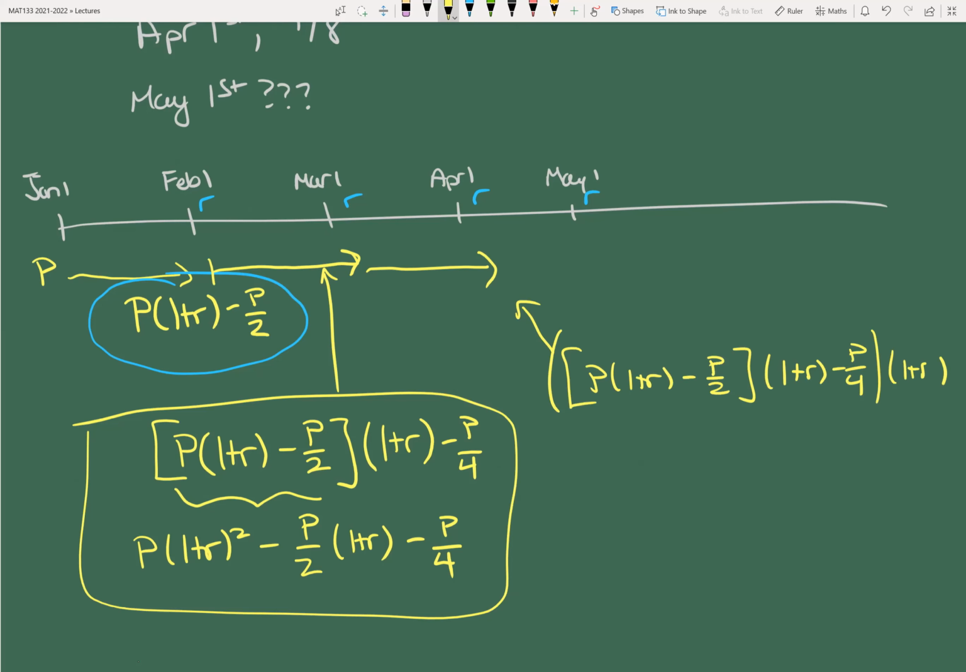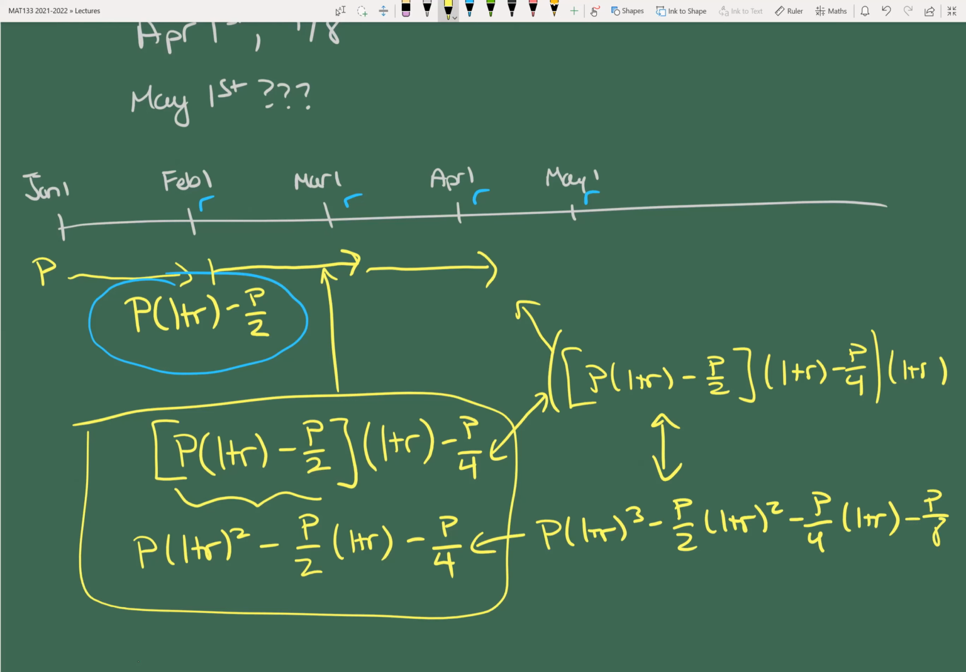Exactly, you multiply by another 1 plus R. This looks kind of gross to me. But if I use the bottom expression instead and expand it out, then it becomes 1 plus R cubed minus P over 2 times 1 plus R squared minus P over 4 times 1 plus R. And that's the same thing. If you expanded these two expressions out, you get exactly the same thing. I think the bottom one is a little nicer. It seems to have a lot more symmetry, and it's aesthetically more pleasing to me. That's the value in the account, and then we subtract another P over 8.